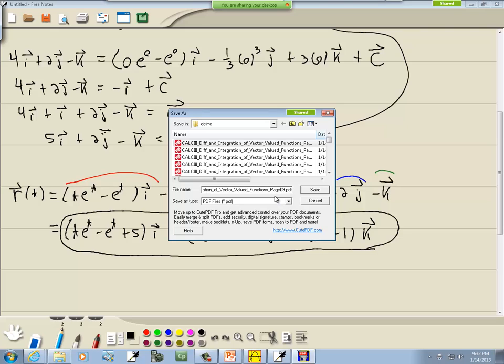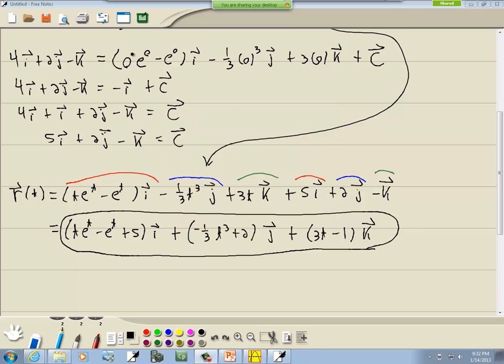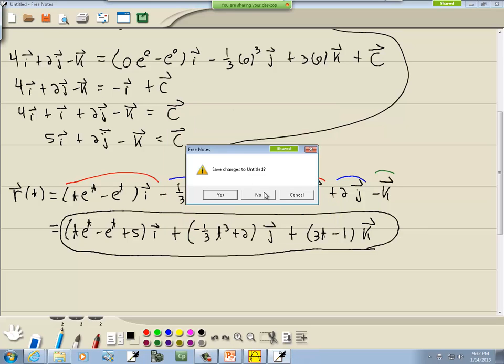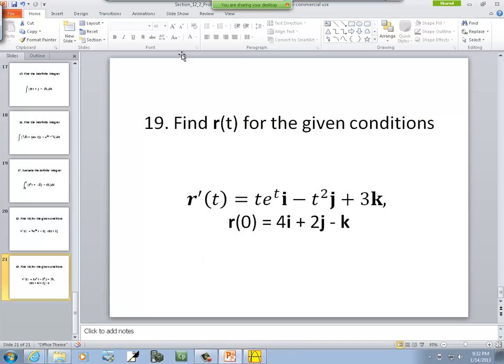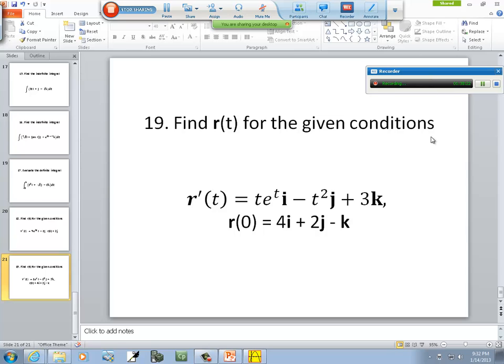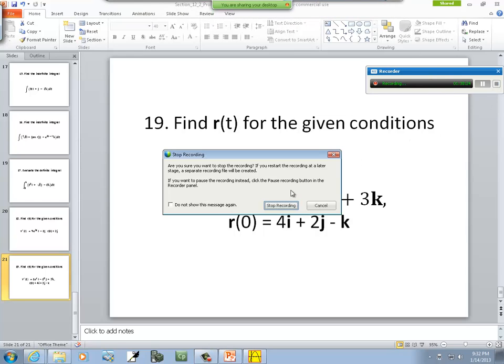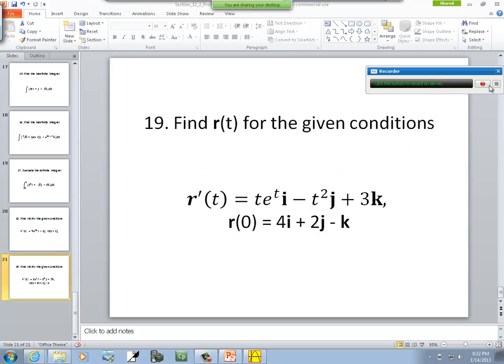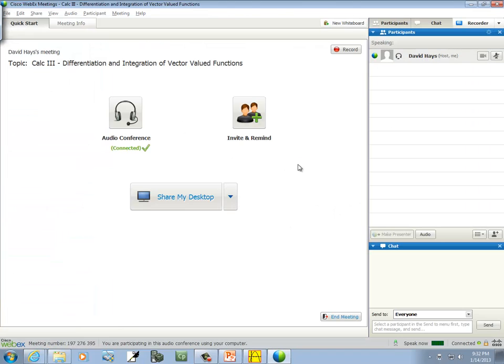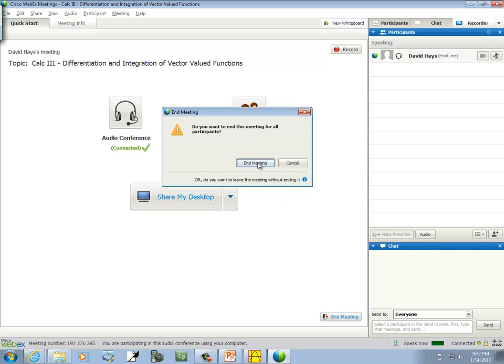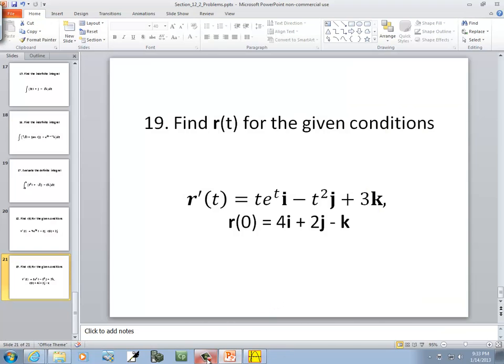And this is our 10th page. There we go. I'm pretty sure that was the last problem. Yeah, it was. So let me stop the recorders. And stop the other recorder too.